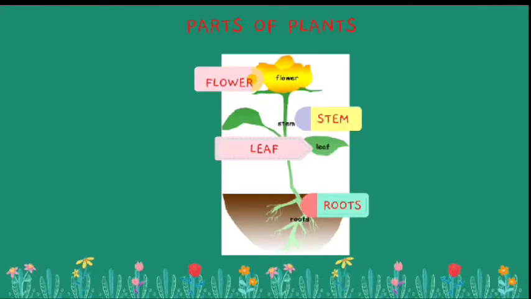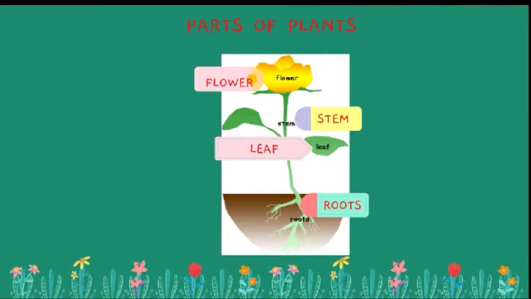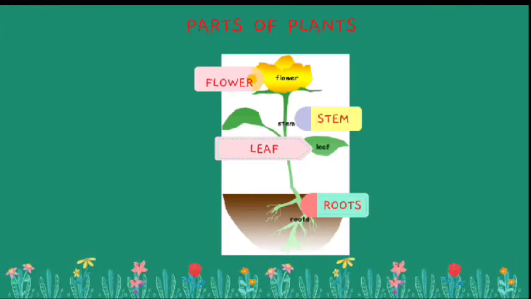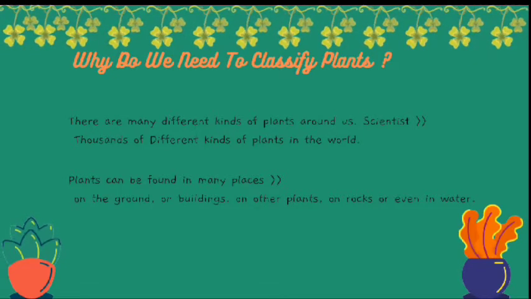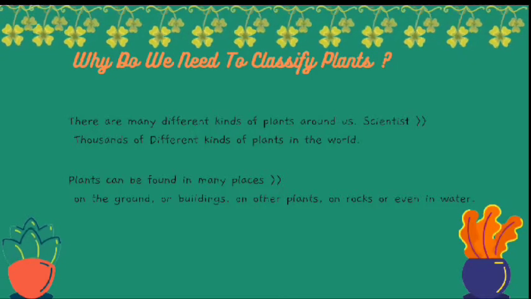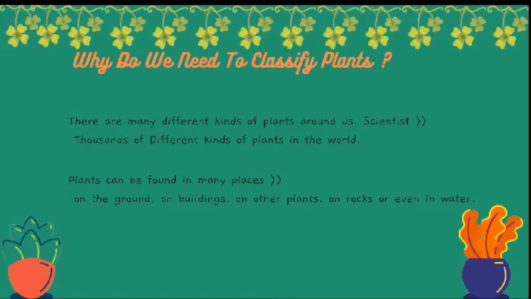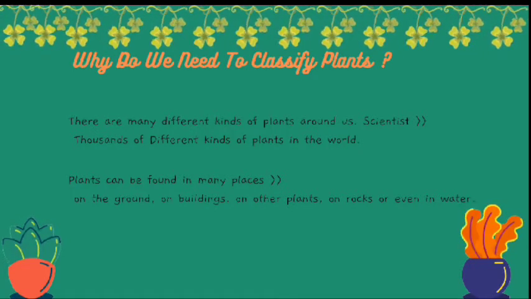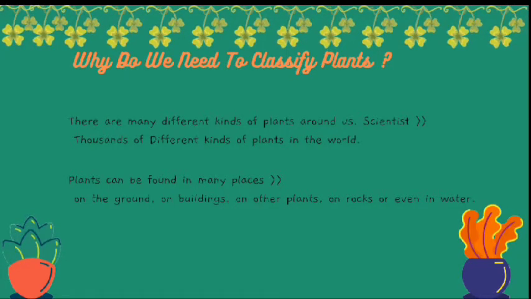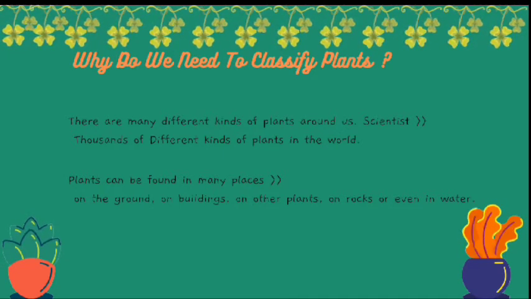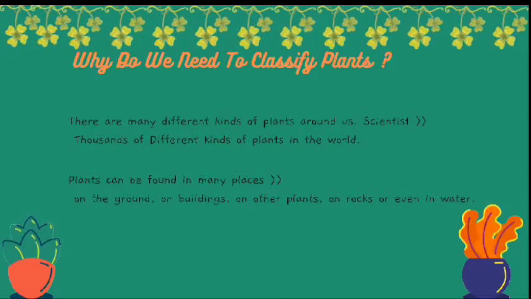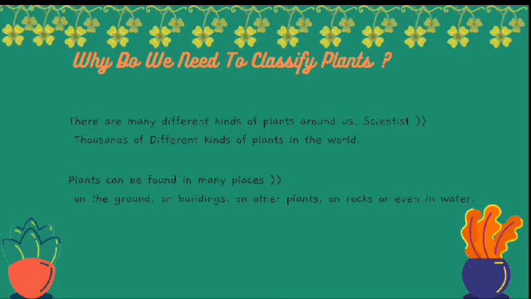Look at the picture. These are the parts of plants: flower, stem, leaf, and roots. Why do we need to classify plants? There are many different kinds of plants around us. Scientists have told of thousands of different kinds of plants in the world. Plants can be found in many places: on the ground, on buildings, on other plants, on rocks, or even in the water.